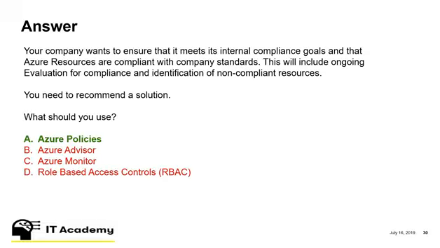The correct answer here is Azure Policies. That's because when we look at the question, the company is talking about remaining compliant with its own standards. It also talks about evaluation, compliance, and identifying non-compliant resources. That's exactly what Azure Policies and Azure Policy Initiatives do for us. So, what were the other options and why were they wrong?